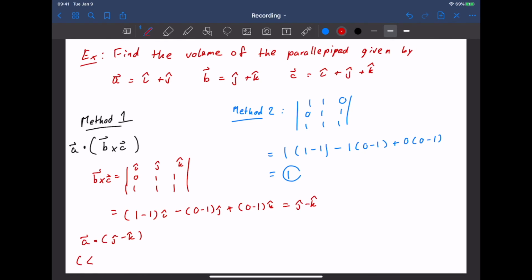And now we're supposed to do the dot product, A dot J minus K, which, if I write it out in component notation, sometimes that's easier for me. I don't know about you. 1, 1, 0 dot 0, 1, negative 1. That's 0 plus 1 plus 0, also 1. Ta-da.